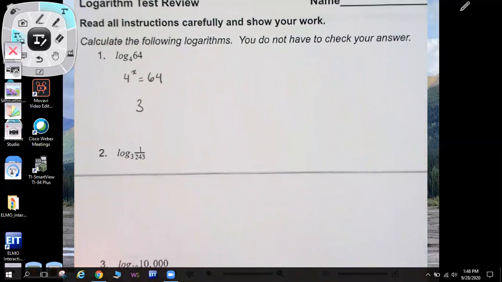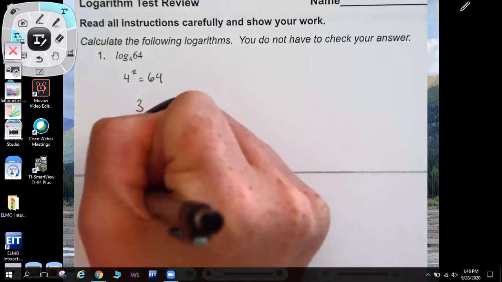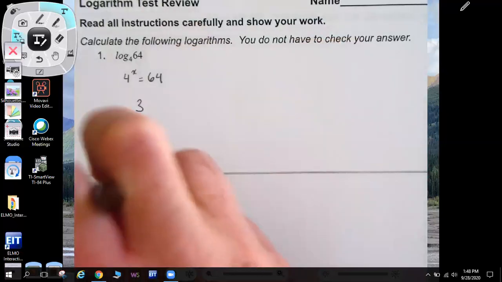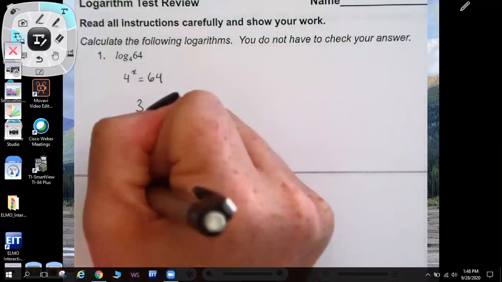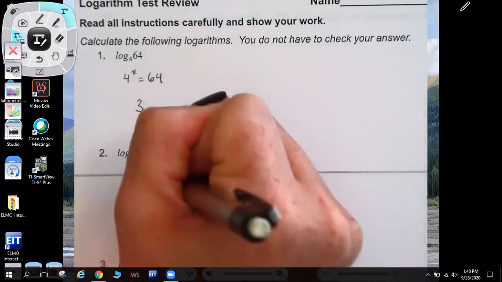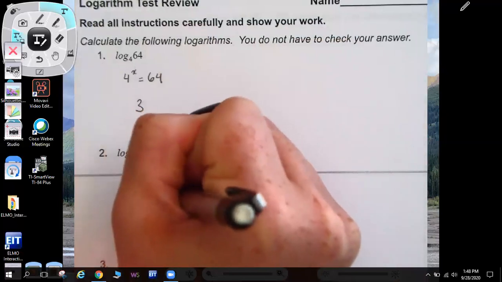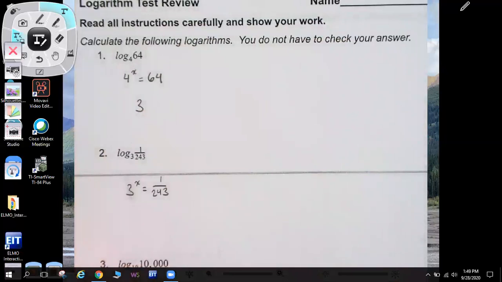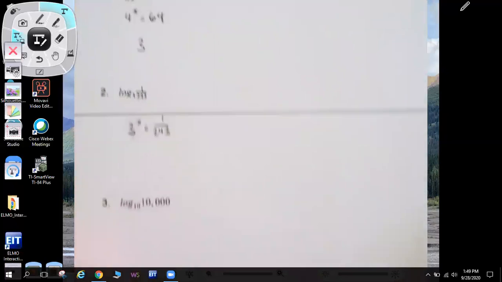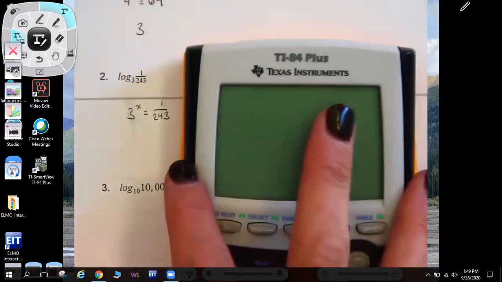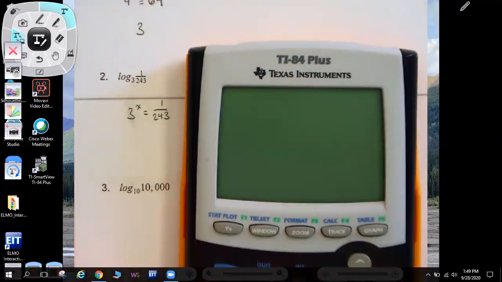On number 2, log base 3 of 1 over 243. This is asking 3 to what power equals 1 over 243. There are a couple of different ways that you can use trial and error on this one, and I'm going to show you those ways. Since we have a whole number that we're raising to an exponent and we end up with a fraction, that means our exponent needs to be negative.